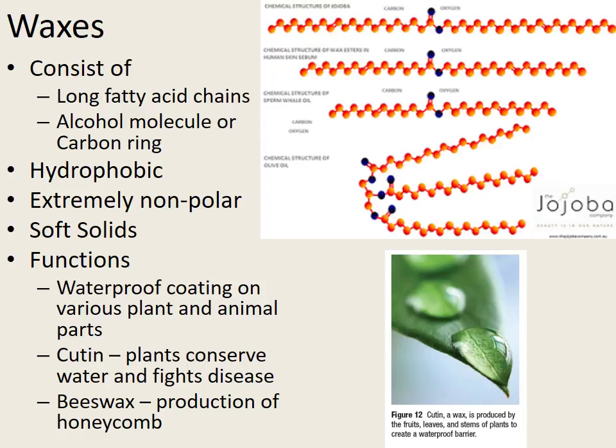Some of the functions, and this is something that I might ask you in a multiple choice, is that it serves as waterproofing for plants and animals. Cutin is the plant's protective waxy coating on the leaves. If you take a look here, it repels the water from the leaves. And beeswax, production of honey. I believe the wax that our bodies produce is called sebum, and it's actually a good defender against pathogens like bacteria or viruses.